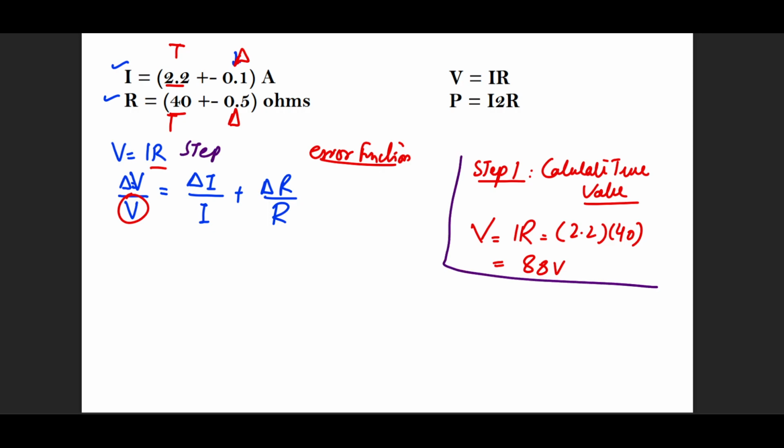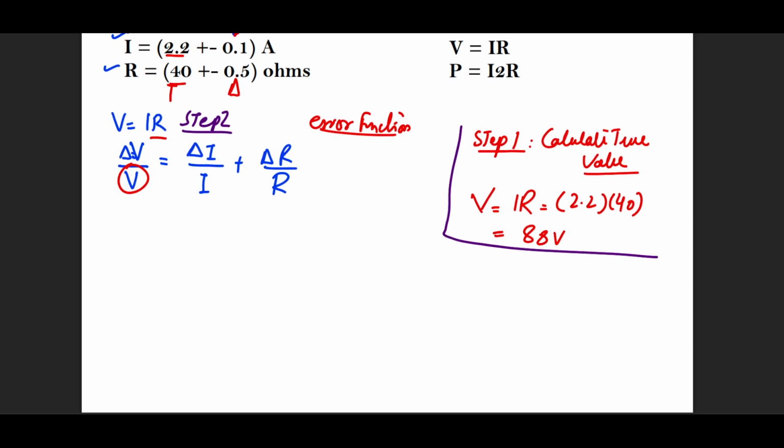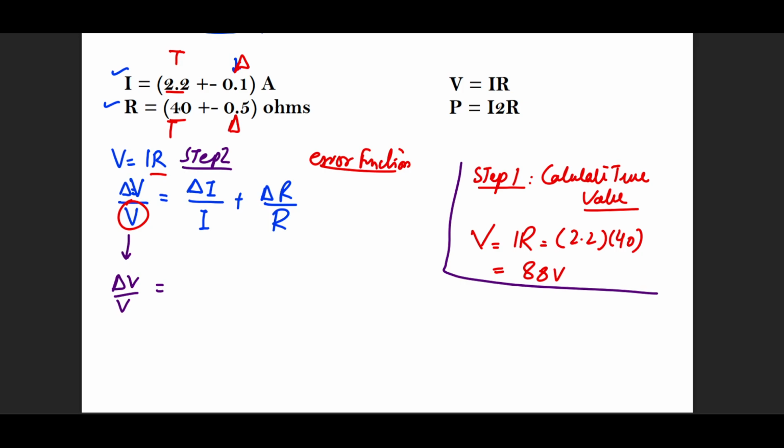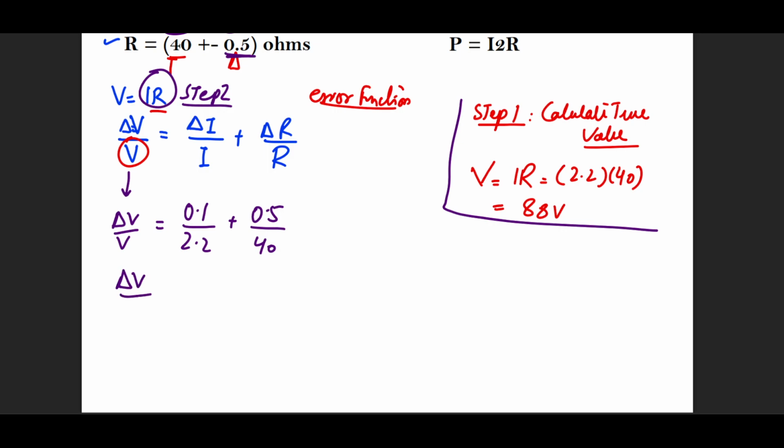This will be my step two, in which I have to calculate the fractional or percentage uncertainty. How do you go about this? Keep it as it is. This will be delta V by V. But how do you solve delta I by I? This is delta I and this is I. So the error in I divided by the true value of I, plus, it is always going to be a plus, 0.5, the error in resistance in ohms, divided by 40, which is the true value of resistance. Now this was a multiplication function, so we are going towards the percentage uncertainty. So delta V divided by, we can replace this V with the true value 88. So this remains 88 equals, out.